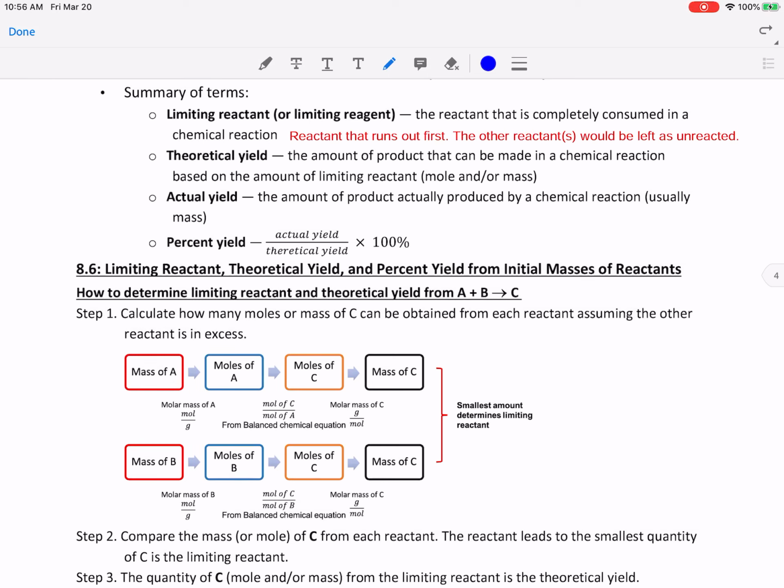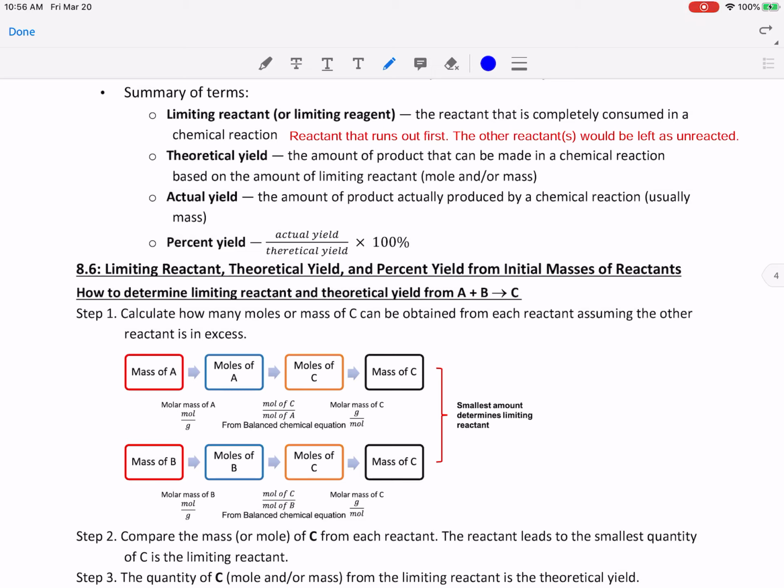So this video will show how to find limiting reactant, theoretical yield, and percent yield using stoichiometry. So I want to go over the summary of terms first. So limiting reactant, or sometimes it's called limiting reagent, is a reactant that is completely consumed in a chemical reaction. So in other words, limiting reactant is the one that runs out first, and the other reactants will be left as unreacted.